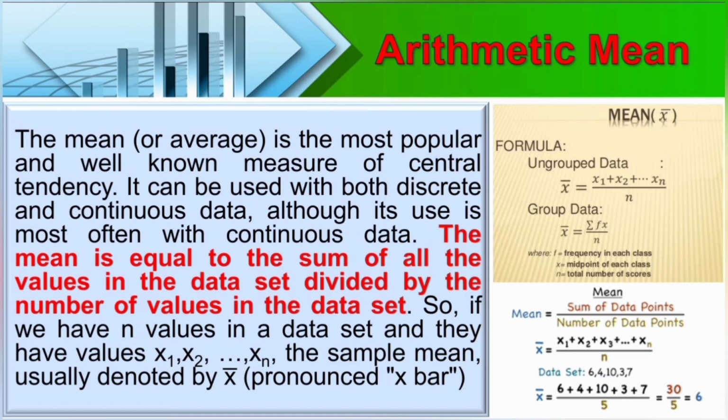So, if we have n values in a dataset and they have values x1, x2, and so on to xn, the sample mean, usually denoted by x bar, is pronounced as x bar. Here is a formula for ungrouped data and grouped data and a simple example of calculating the mean.